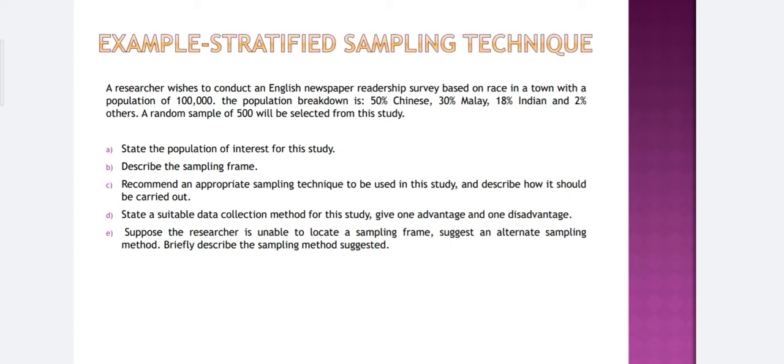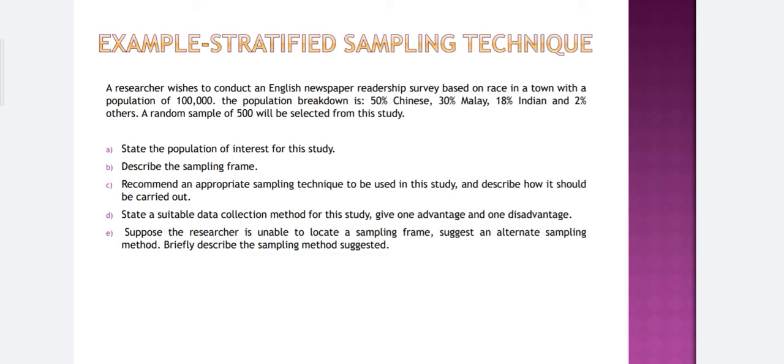So first of all, you boleh katakan the population divided into 4 subgroups, which is Chinese, Malay, Indian and others, with the appropriate population number tadi. Berapa tadi kan? 50,000 untuk Chinese, 30,000 untuk Malay, 18,000 Indian dan 2,000 untuk others. Tu baru population. And then the next step, select the sample from each group ataupun each strata. Select the 500 sample from each strata.